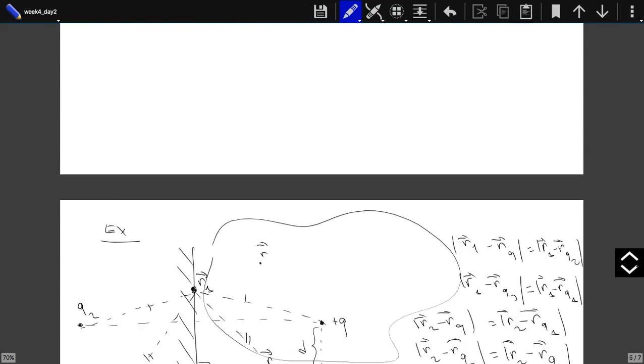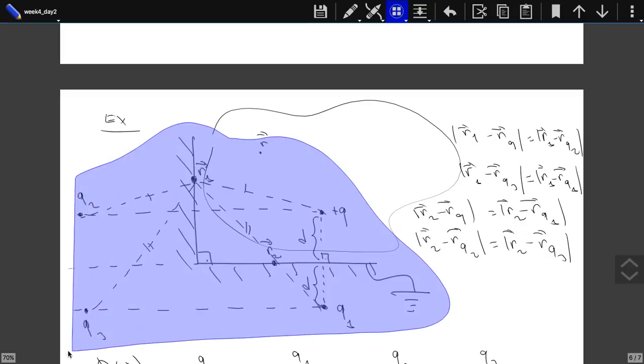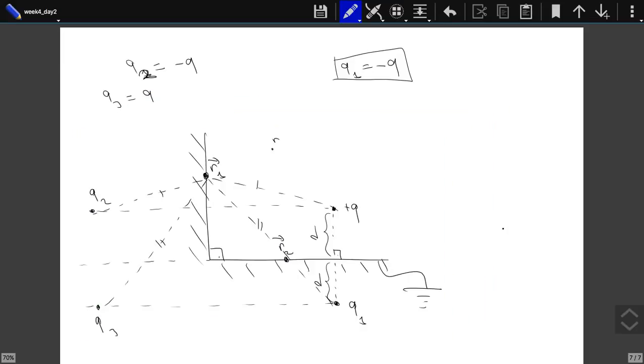So let's go back. This was my configuration. So we found that Q2 is equal to minus Q, Q3 is equal to Q, and Q1 is equal to minus Q. So the primary images are of opposite charge. The secondary image, meaning the image of an image, again gets the opposite of the image, which is the same charge. Now back to your question: can there be some other possible combination of Q1, Q2, and Q3 such that the boundary conditions will be satisfied?